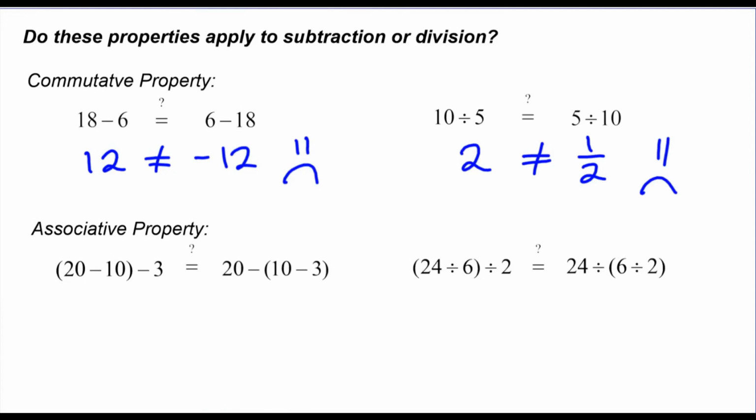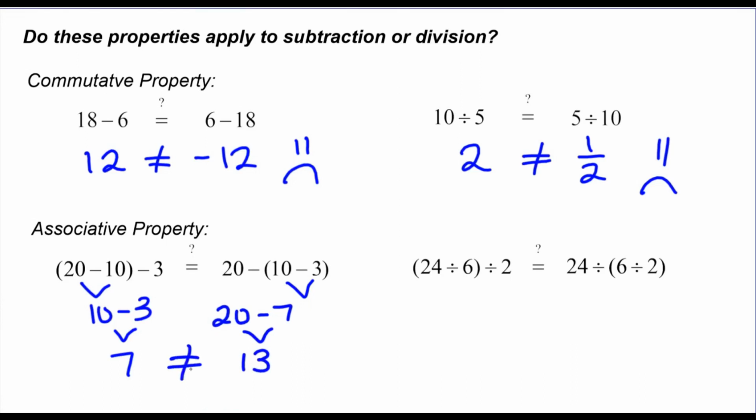So let's look at the associative property for subtraction and the associative property for division. So here again, the numbers did not rearrange, they were just changed how they were grouped. So on the left-hand side of our equal sign, we've got the 20 minus 10 grouped together, and on the right-hand side, we have 10 minus 3 grouped together. So we have to do those first. So 20 minus 10 is 10, and 10 minus 3 is 7. And on the right-hand side, we have to do the 10 minus 3 first. So I have 20 minus 7, which is 13. And these two values do not end up being the same. So the associative property, not going to happen for subtraction.